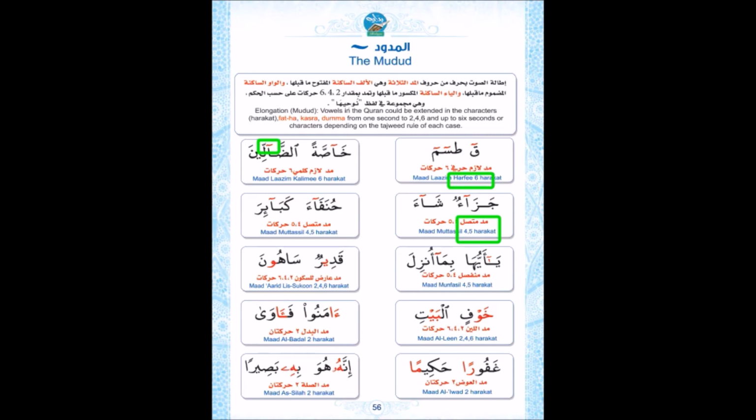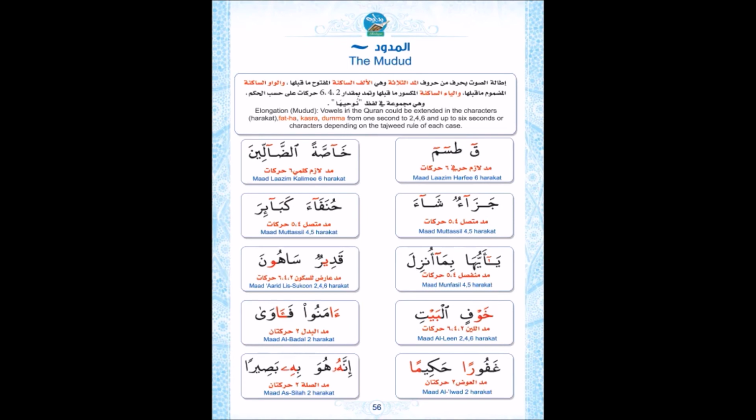We can even use the hand technique for the student to count 6 harakat, for example, and then close their hand, or 4 or 5. Whatever is the easiest way, again, for the student to put it into practice, not necessarily to understand it detail by detail.